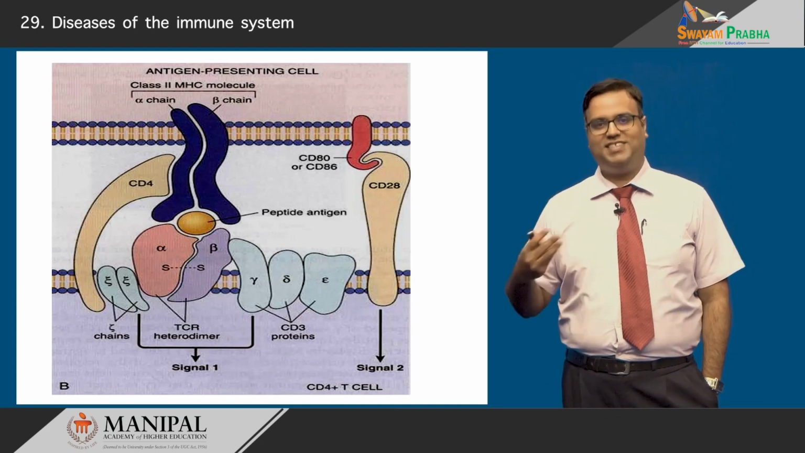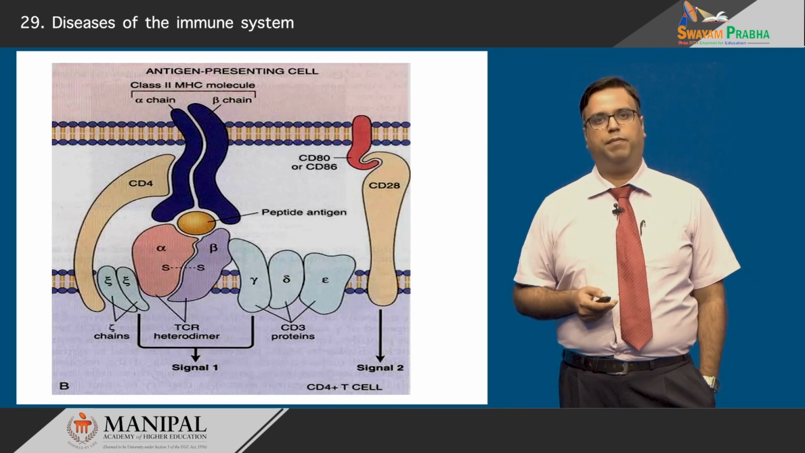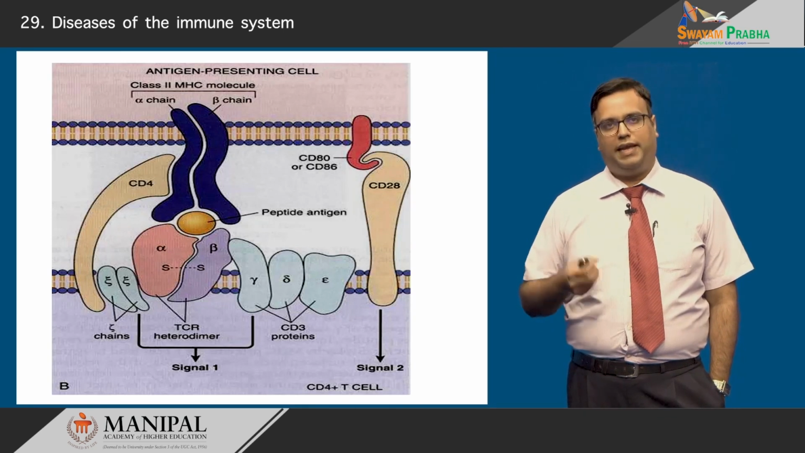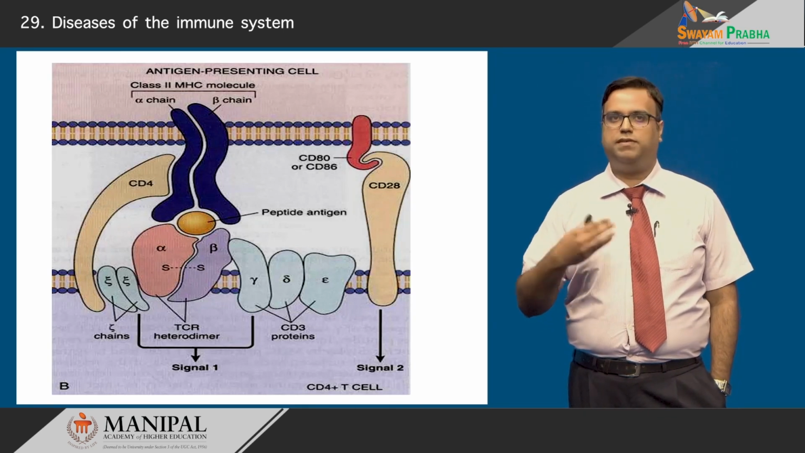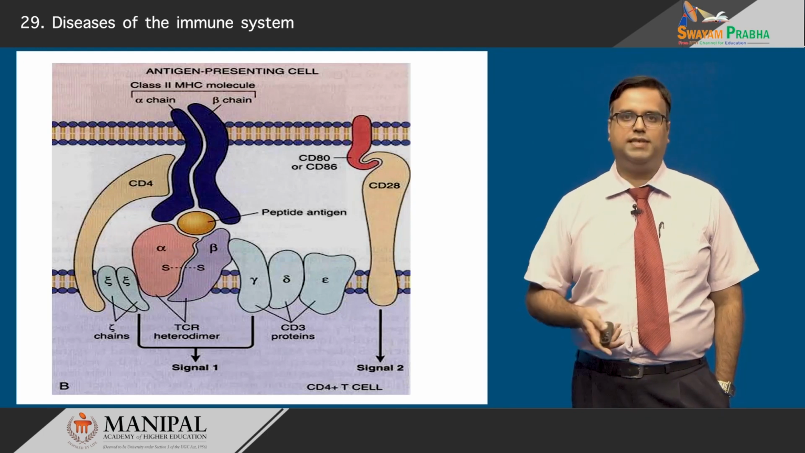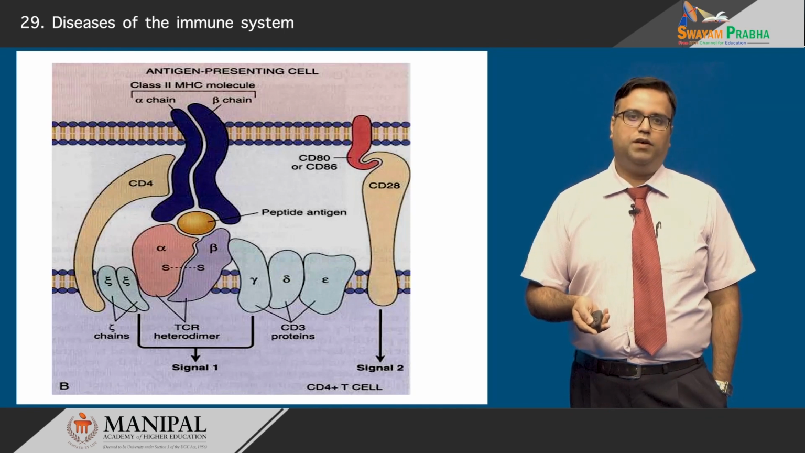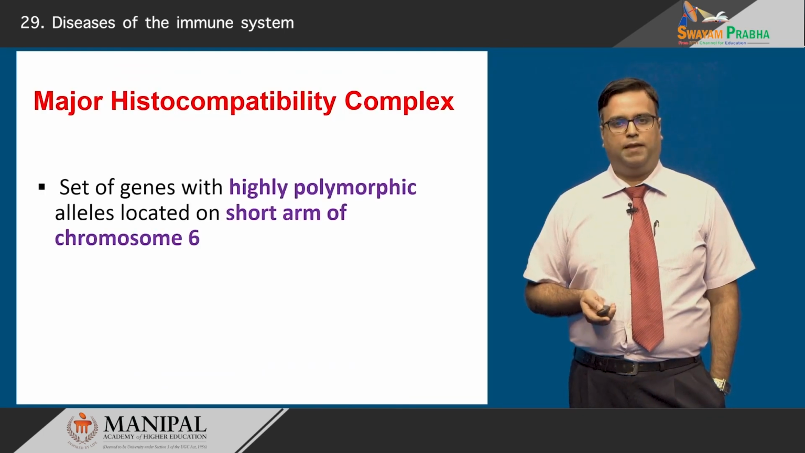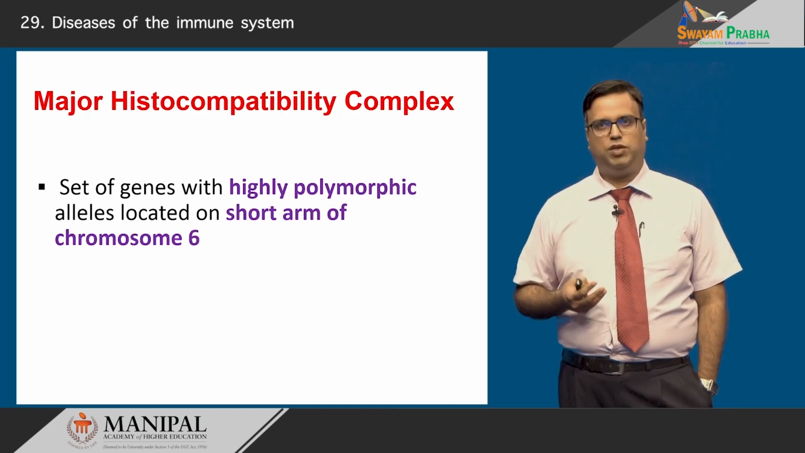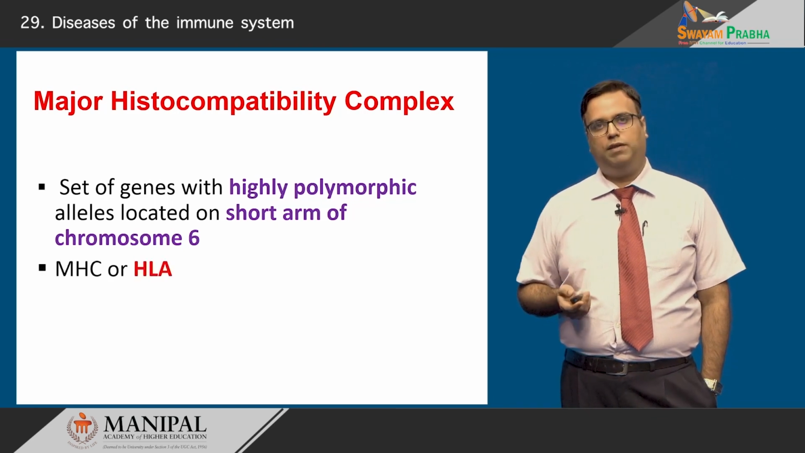These antigen presenting cells have on their surface molecules called major histocompatibility complex or HLA complexes, and they present the antigens in a form which is best recognized by T cells with a CD4 or 8. Just to digress at this point, we will come back to this image in a couple of slides. A little bit of MHC molecule, what are they? They are nothing but a set of genes with highly polymorphic alleles which are located on chromosome 6 on the short arm. Why do we have them?